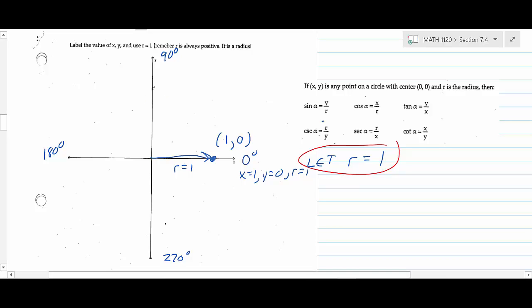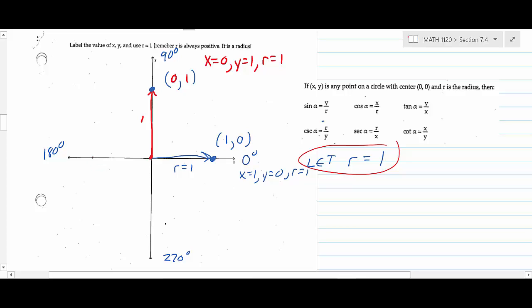Well, let's go to 90 degrees. So now your point is there. And again, we're letting r be 1. So the radius is always just the distance from the origin to that point. So what would this point be? (0, 1), right. It's up 1. It's not over, so it's 0. So in this case, you would have x is 0, y is 1, and then r is 1 like that. Okay, that'd be the idea.